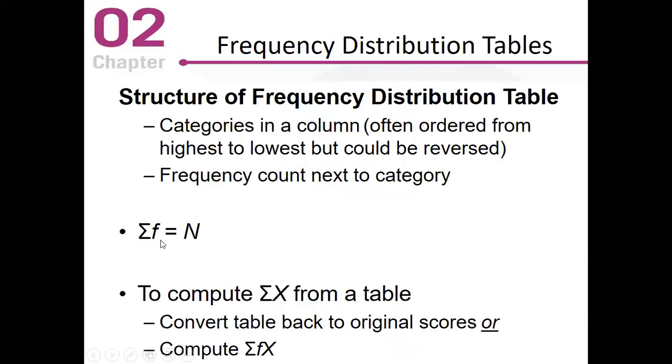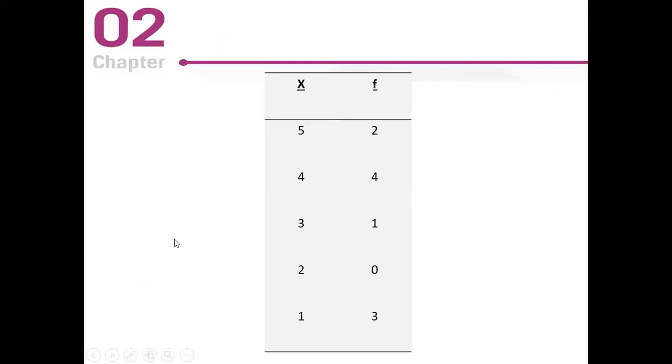We can also figure out the number of subjects that were in a study. 2, 4, this is 6, 7, 8, 9, 10. There were 10 people in this data collection. I get that from simply adding up the frequency column.